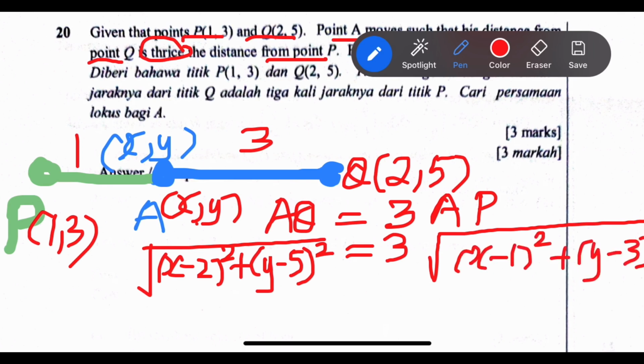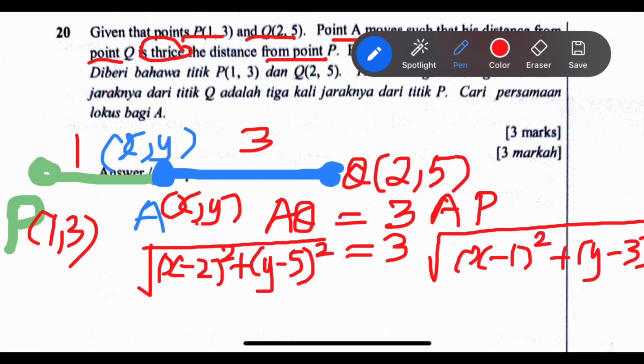And then because the ratio was given, you have to read out the ratio carefully, okay? So the distance of point A to the point Q is three times the distance from P. That means it's actually A to P. When they say distance from point P, it means A to P. So that's how you work out the ratio.